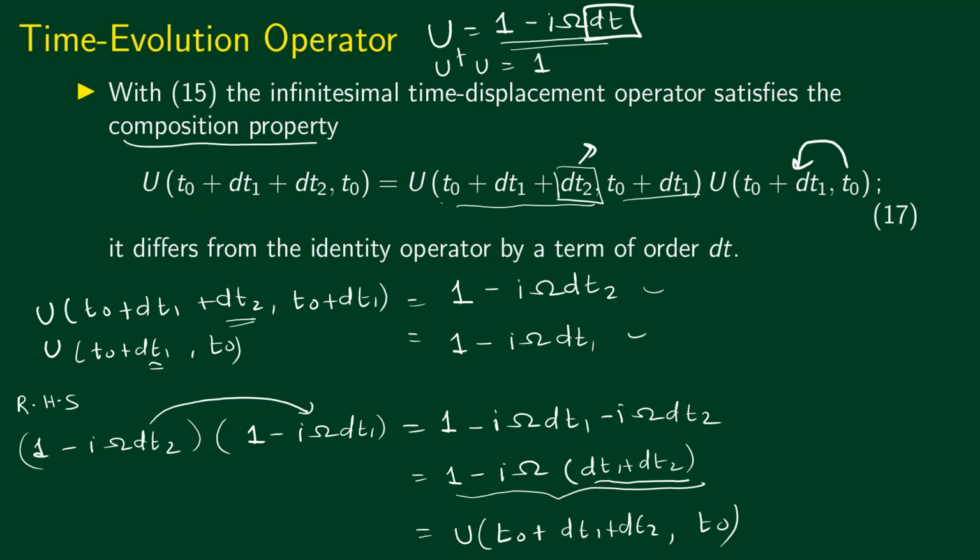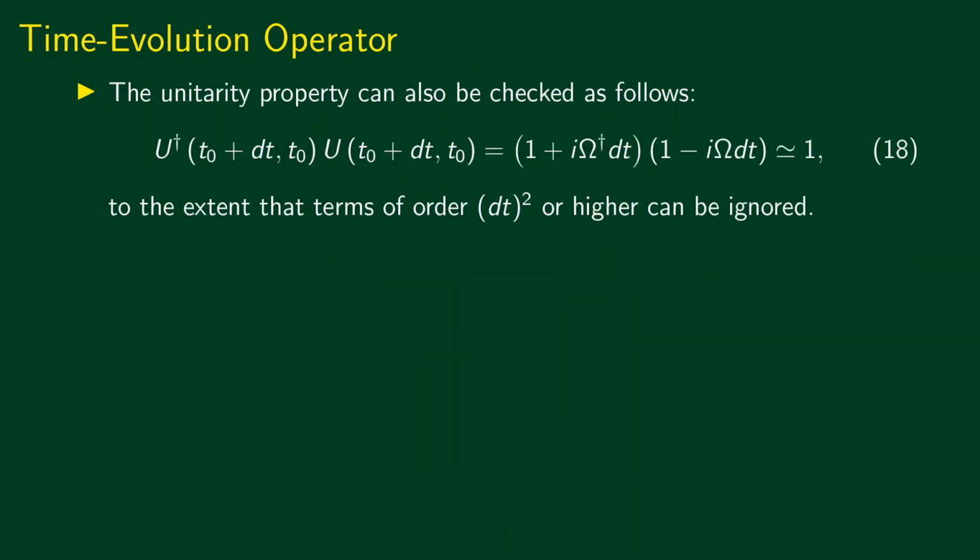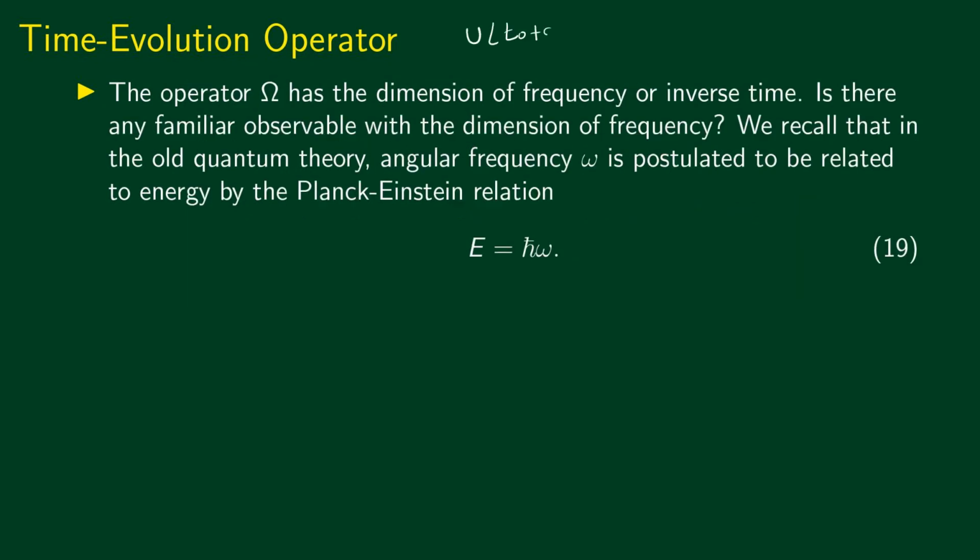All right, so the composition property is also satisfied if we choose the infinitesimal time evolution operator to be of this form. Now we have already seen that the unitarity property is satisfied by the infinitesimal time evolution operator, provided omega is equal to omega dagger. So we have U of t0 plus dt comma t0 is equal to the identity operator minus i omega dt. We said omega is a Hermitian operator, and we know that in quantum mechanics Hermitian operators represent observables. So is there any observable that we can associate with this operator here?